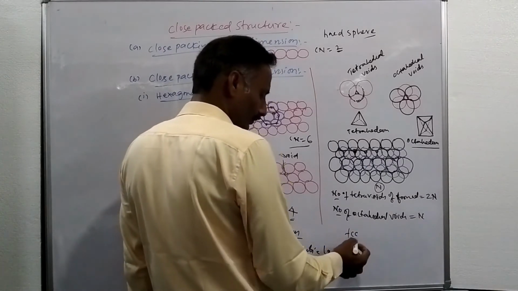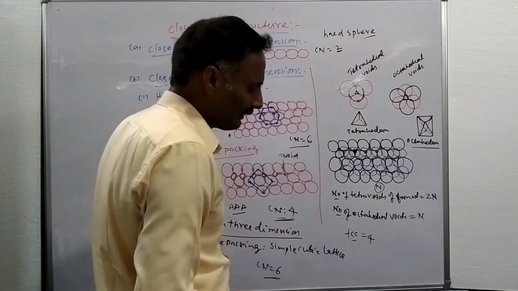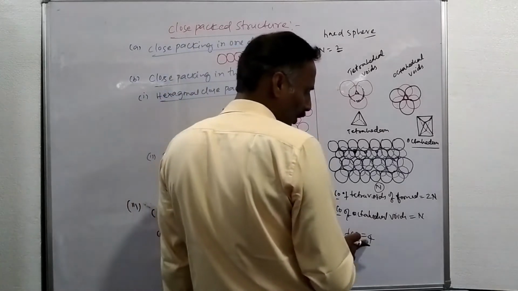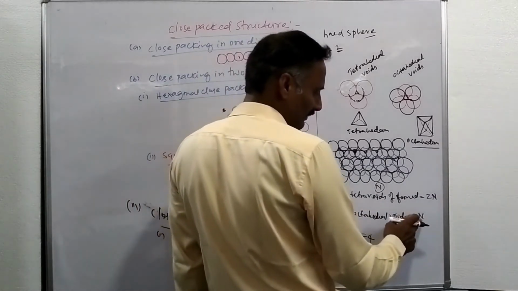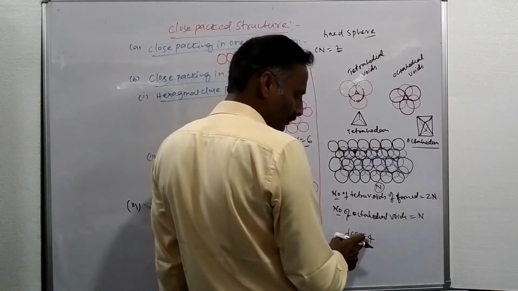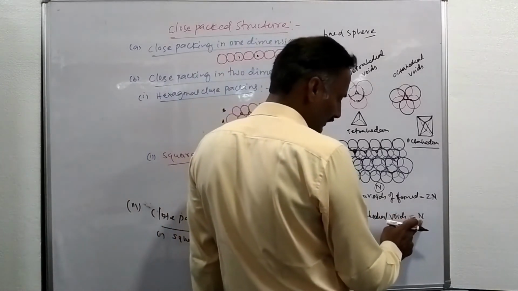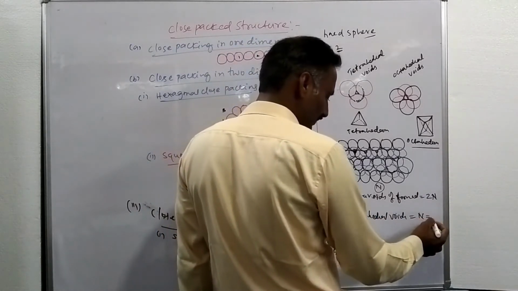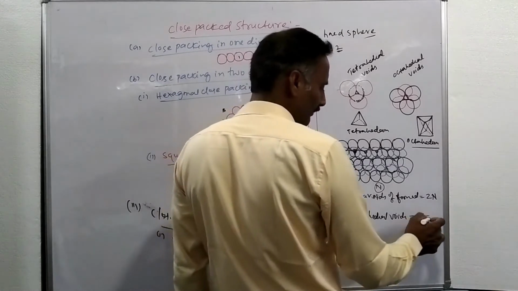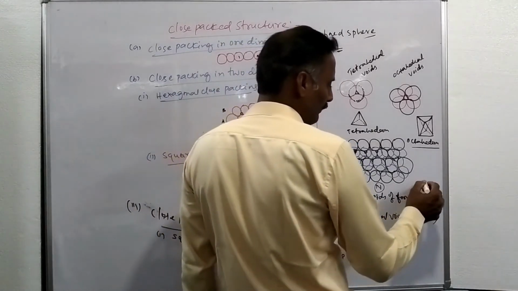Here we already know that a face-centered cube contains 4 particles. That's why the number of octahedral voids generated in a face-centered cube is 4. If you apply this for a face-centered cube, the n value is 4. And if you apply the tetrahedral voids formula in a face-centered cube, it becomes 2 into 4.